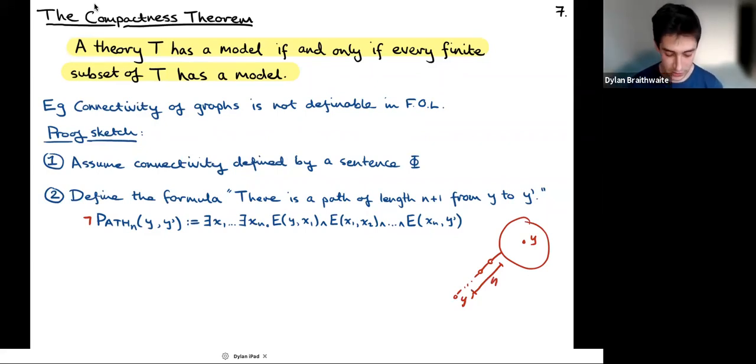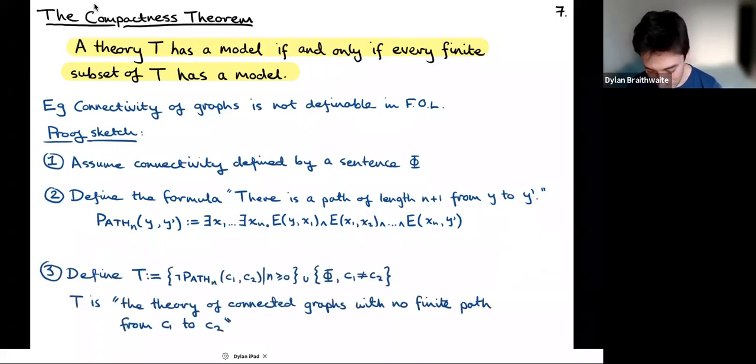But if we take the union of this axiom over all n, then suddenly it can't have a model anymore, if we consider it in conjunction with the sentence that defines connectivity, because it's saying that there's no path of finite length between two vertices.